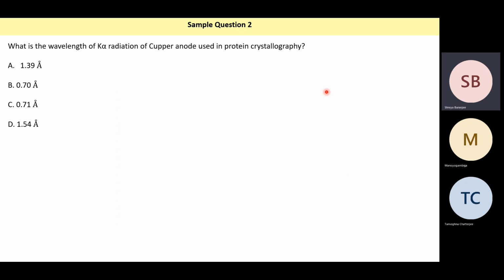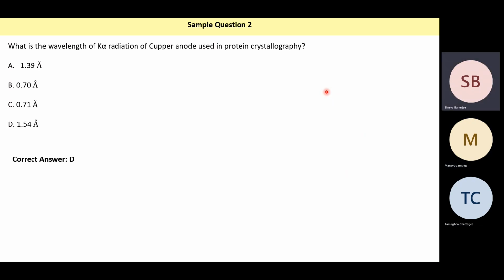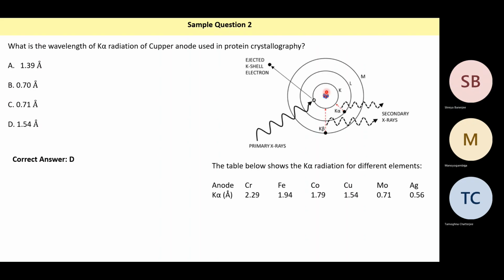The next question is, what is the wavelength of the K alpha radiation that is commonly used for the copper anode? Option D, 1.54 angstrom. So the correct option is answer D. As you can see, among all the metals that are allowed to be part of the anode, the wavelength of copper is 1.54 angstrom.